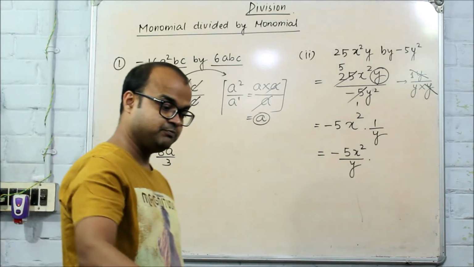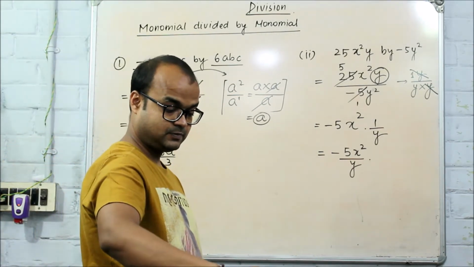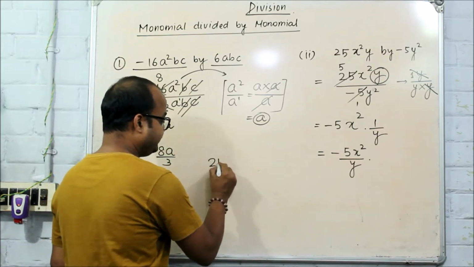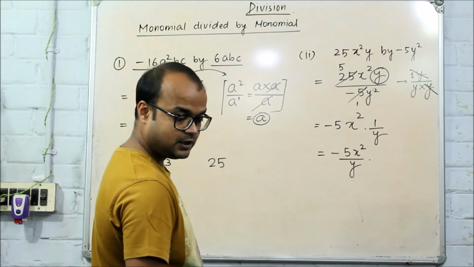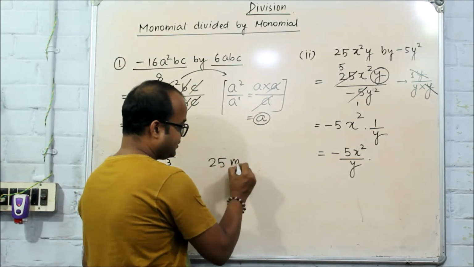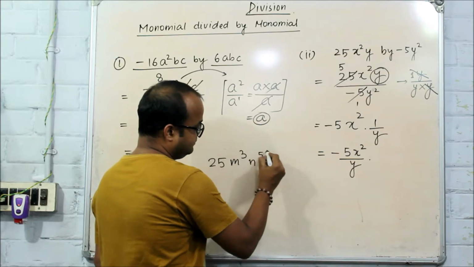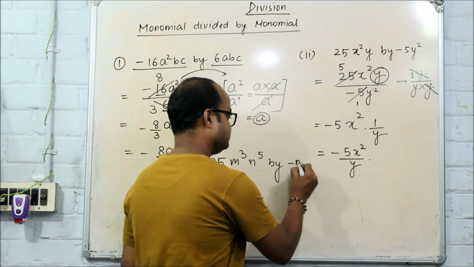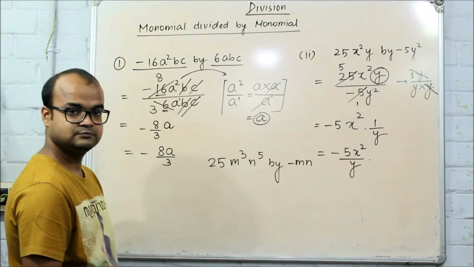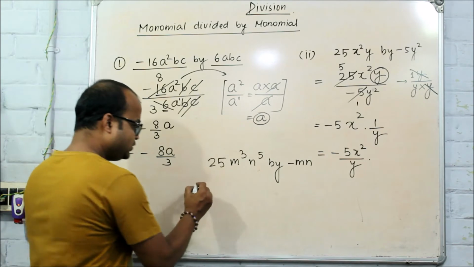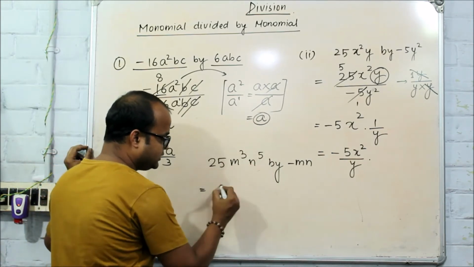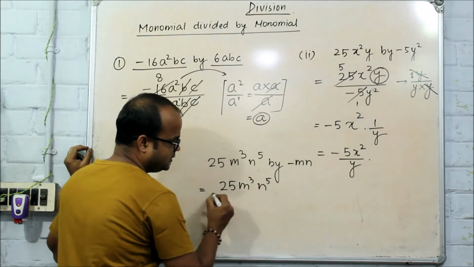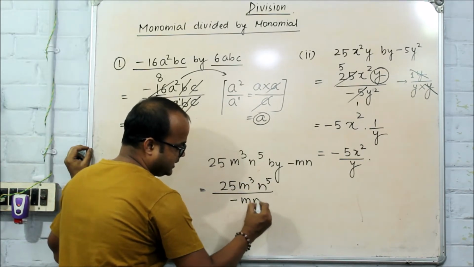If we take another example, like divide 25m cube n to the power 5 by minus mn. I am taking you another example. So we write this part in the numerator. So 25 m cube n to the power 5 divided by minus mn.